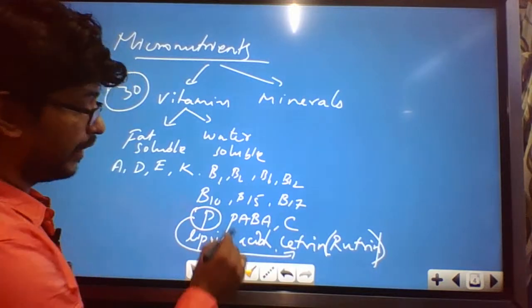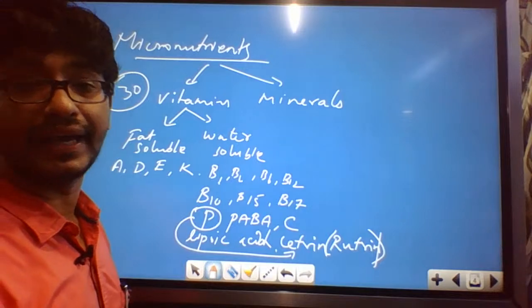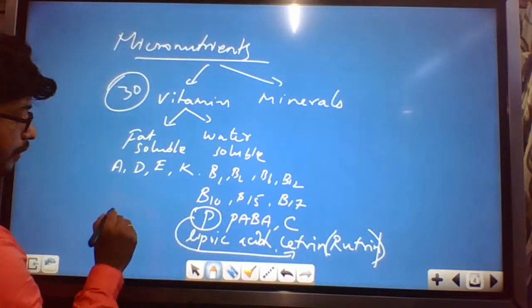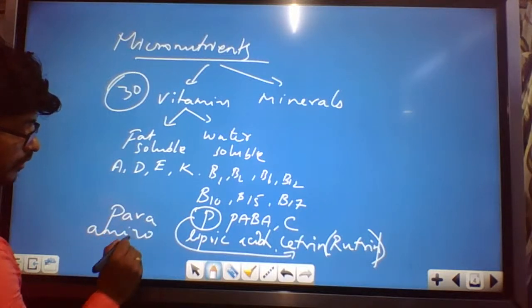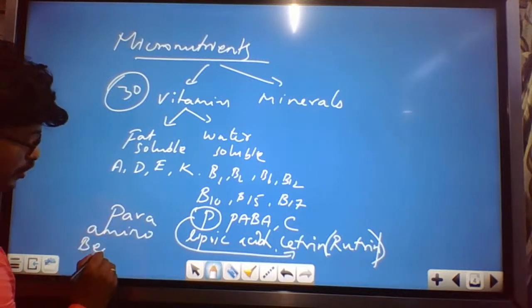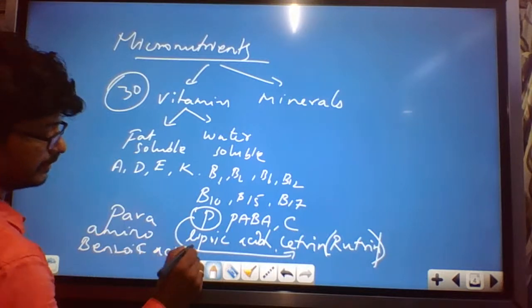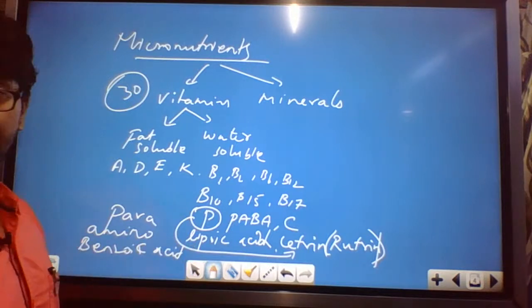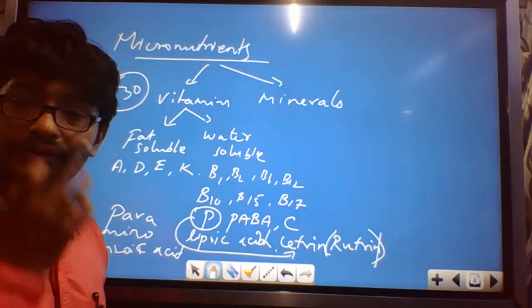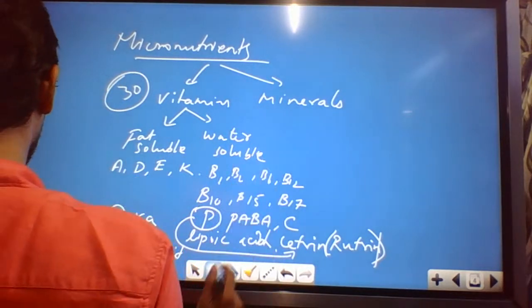So PABA, the expansion is para amino benzoic acid. Okay, PABA is para amino benzoic acid. So altogether there are 13 vitamins, and they are classified into water soluble and fat soluble.